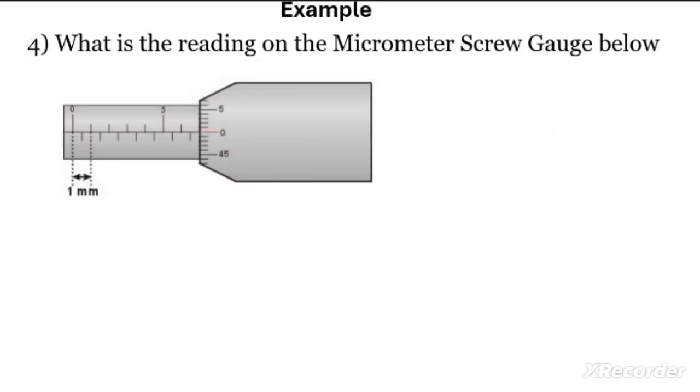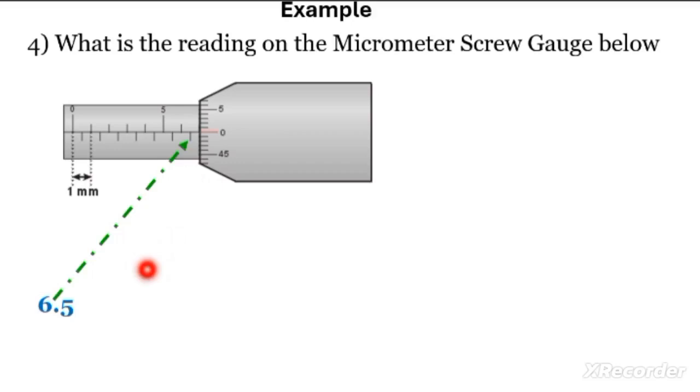What is the reading on the micrometer screw gauge below? Okay, so even here we are going to do the same. The first thing that we are going to do is to identify the mark on the main scale. So the mark on the main scale is 6.5. Why are we saying it is 6.5? This is 5, 5.5. This is 6, 6.5. So the mark on the main scale or the mark on the sleeve scale is 6.5 millimeters.